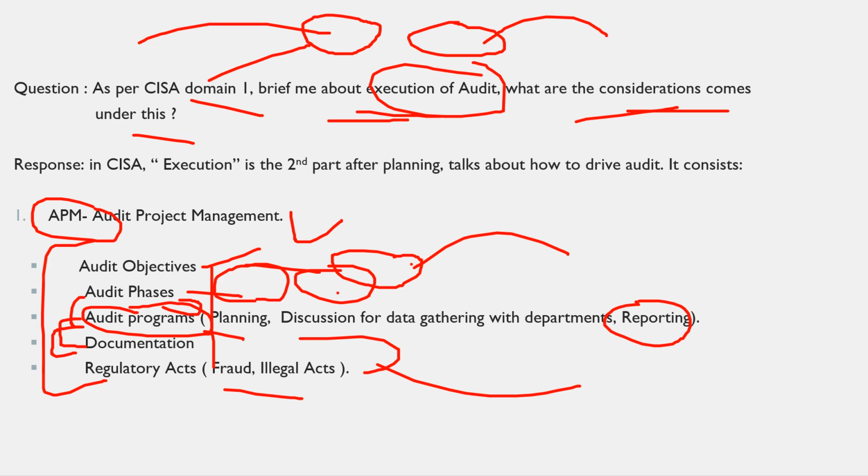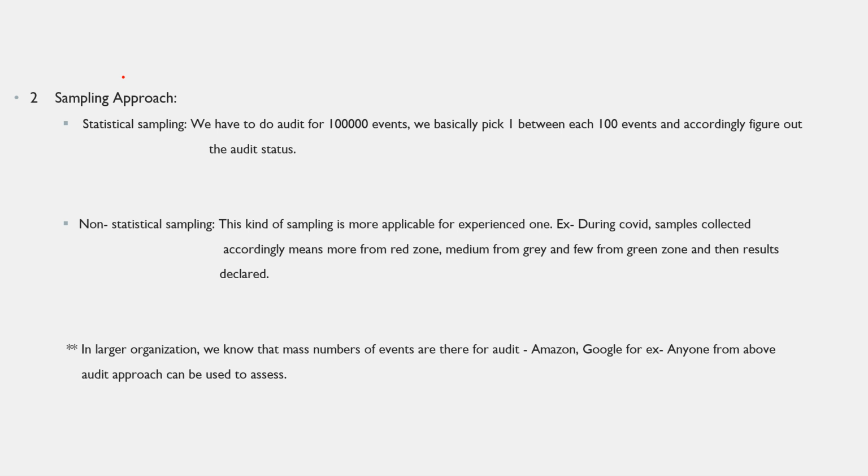APM is a title of CISA Domain 1, which is a part of execution of audit. Coming to the next slide. Yes, the second part is the sampling approach. Guys, the sampling approach is applicable for organizations that are very large in size, so it's not possible to do the audit for each and every event. Statistical sampling is a way in which we can do the audit by picking only one event between 1 to 100.